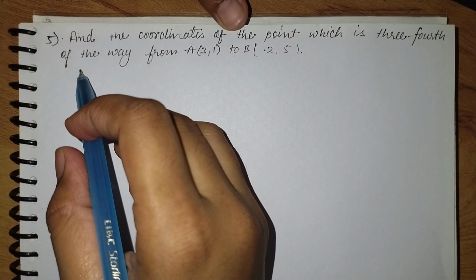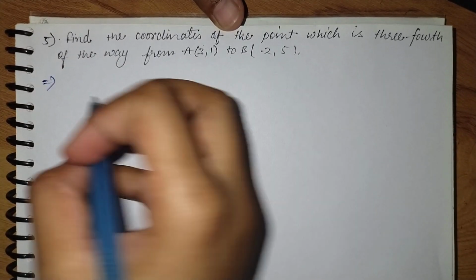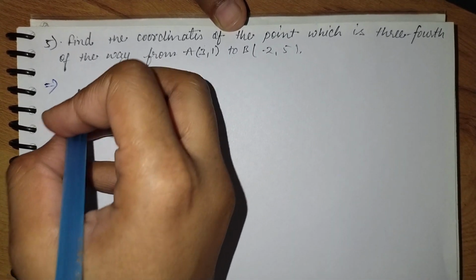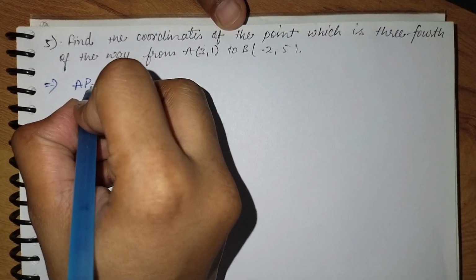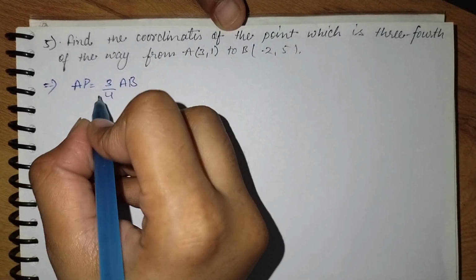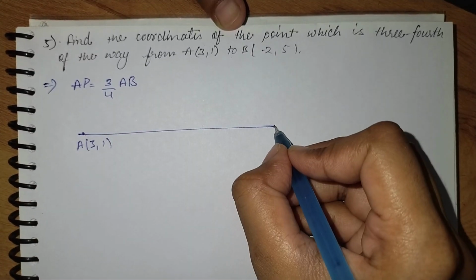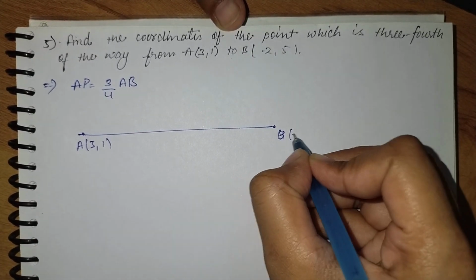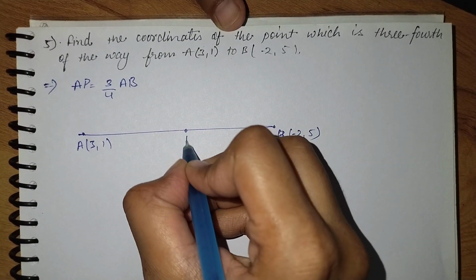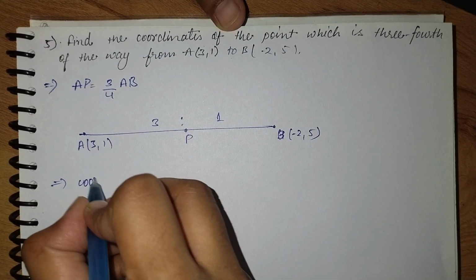Now let us solve question number 5. Find the coordinates of the point which is 3/4 of the way from A to B. If it is 3/4 of the way from A to B, then we can write AP is 3/4 of AB. So if this is the point A, that is (3, 1), and this is the point B, (-2, 5), then the ratio in which P divides is 3:1. So we find the coordinates of P.